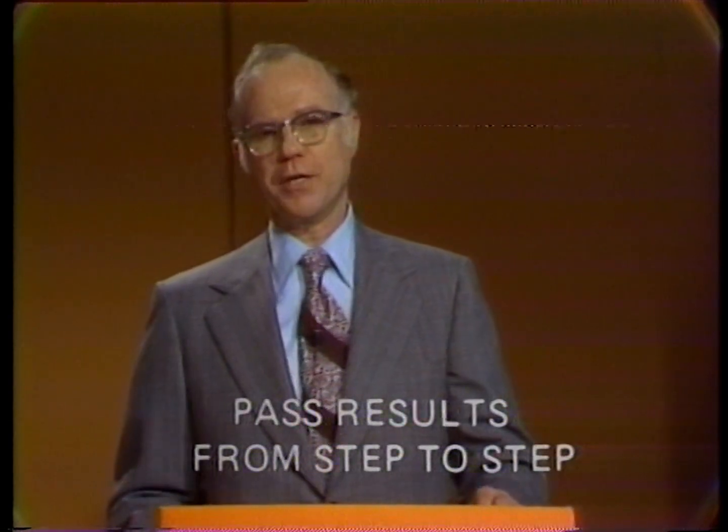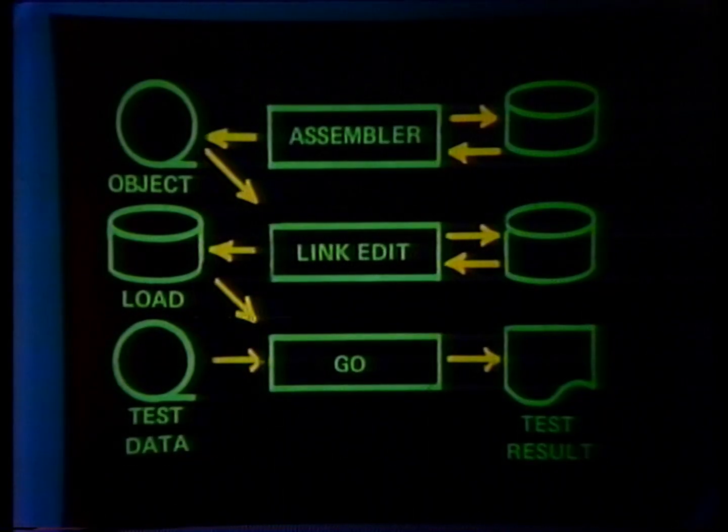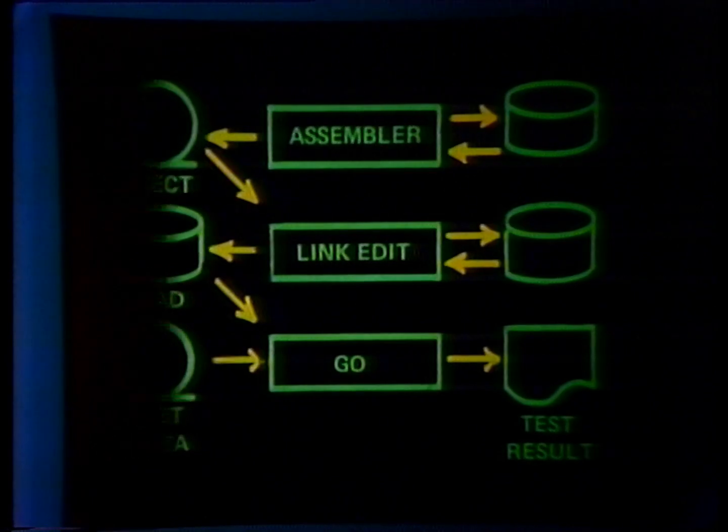Now, I want to illustrate a situation where it's appropriate to pass intermediate results from step to step within a job. Then, we'll discuss how to code DD statements that specify temporary data sets to be used for that purpose. The three-step job to compile, link edit, and test a program is a common example of a need to pass results between steps of a job. Here you see represented those three steps: assemble, link, and test, called the go step. Let's look at them one at a time.